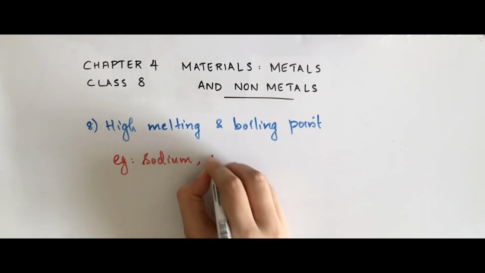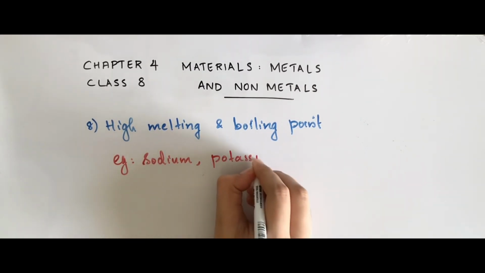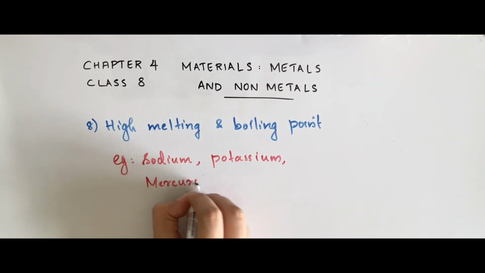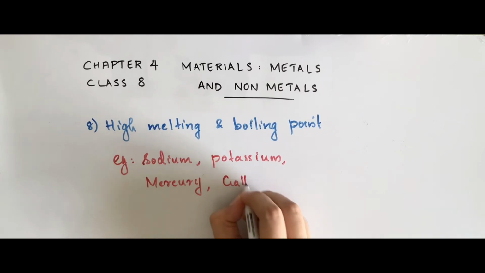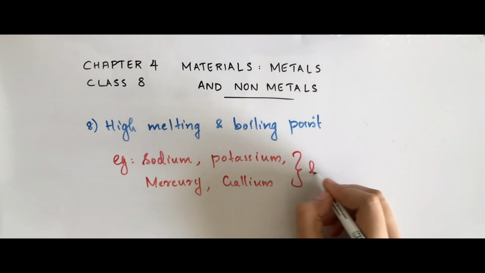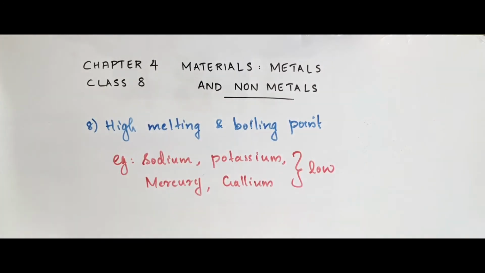potassium, mercury, gallium. These have a very low melting and boiling point. Other metals have a very high melting and boiling point. Take the case of iron, we have to heat it at a very high temperature for so long for it to melt. Exceptions are these four.